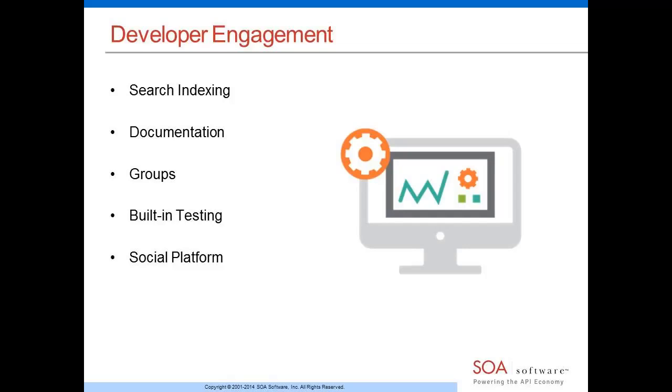And then finally, making sure this thing's social, ensuring that developers can interact with each other. They can interact in real time with API administrators. They can post questions. They can get responses. They can even interact through social media platforms if they want to. You can like your API or your app on Facebook. You can tweet about things from within the platform. Those are all important capabilities.